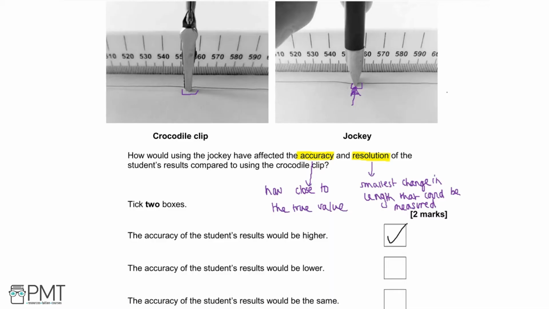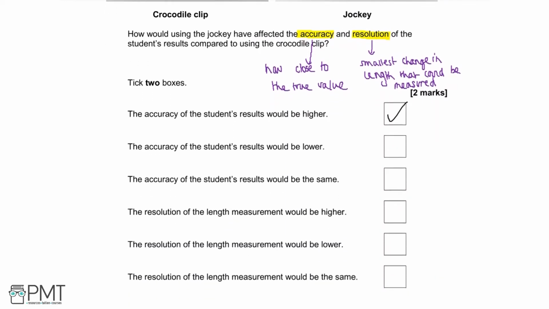Then looking at resolution, so the smallest change in length that could be measured. If we think about the resolution with the crocodile clip, the resolution is lower for this way of measuring the length. And this is because, again, we have a wider base, and therefore the ability to change the length and measure this is reduced. Therefore, with the jockey, we have an increased resolution. Therefore, it is this option. The resolution of the length measurement would be higher.